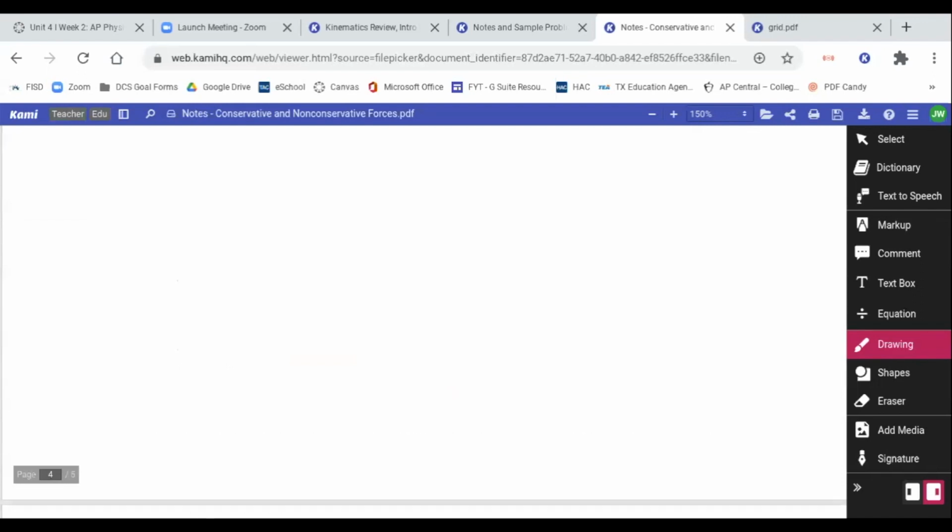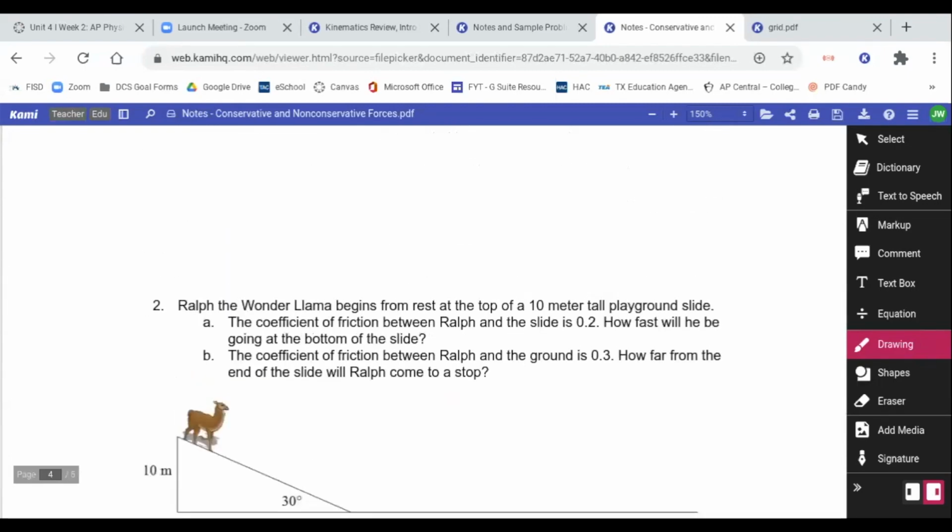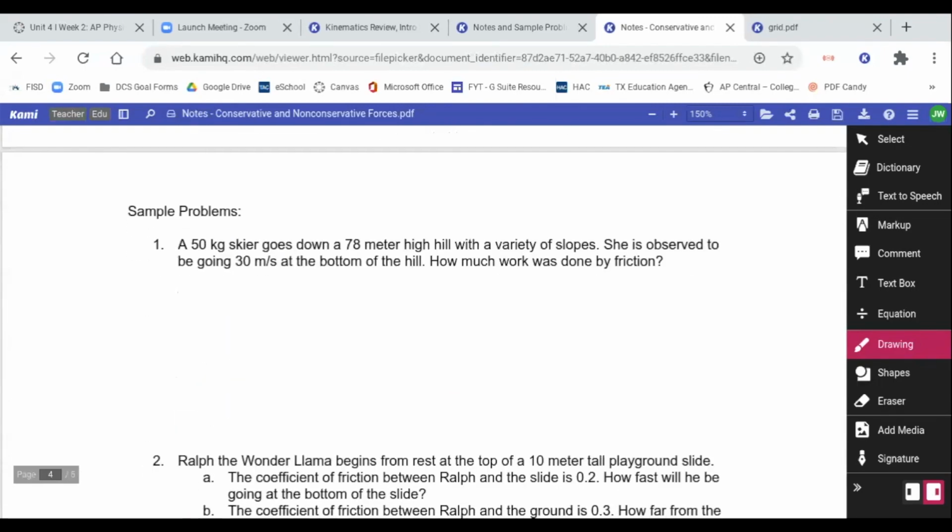Let's go back up to number 1 so we can build our confidence with something that's really not that challenging. A skier goes down. So the mass of the skier is equal to 50 kilograms. And then we've got the height, 78 meters.